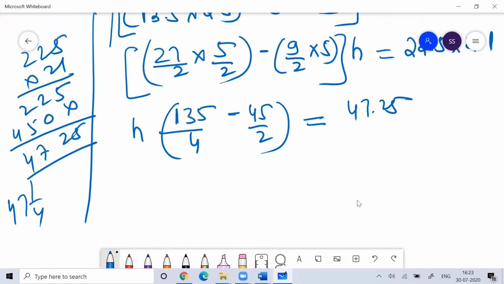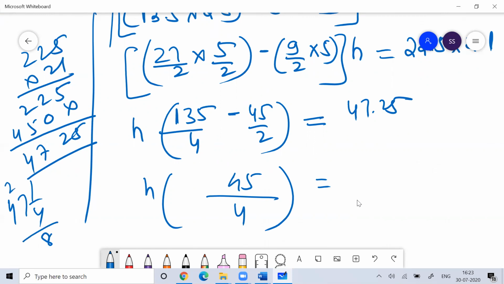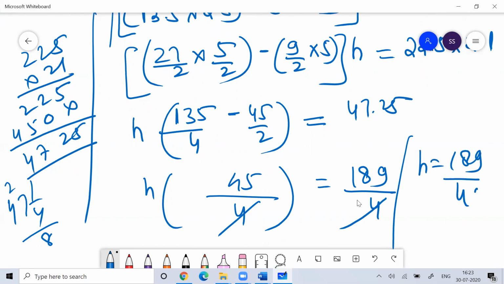47.25 I can write as 189 by 4. Here, take the LCM. So 135 minus 90 is 45 only. 45 times 3 is 135. This is 189 by 4. The 4 gets cancelled. So the value of h is 189 by 45.